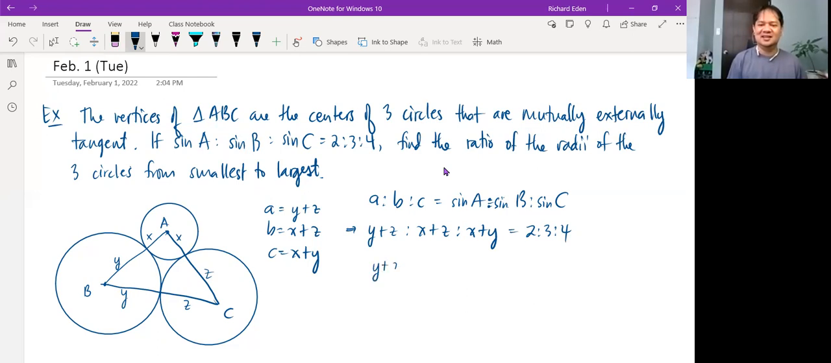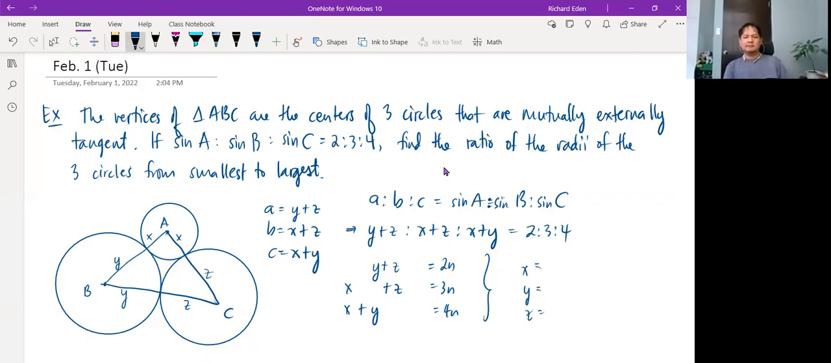N. All right. So 2N, and then X plus Z is 3N. And then X plus Y equals... so we will have two x plus two y plus two z, or two times x plus y plus z equals 2 plus 3 plus 4, which is 9.